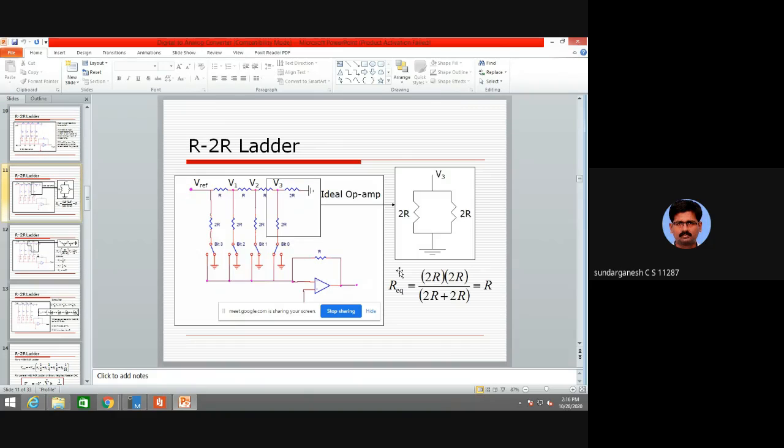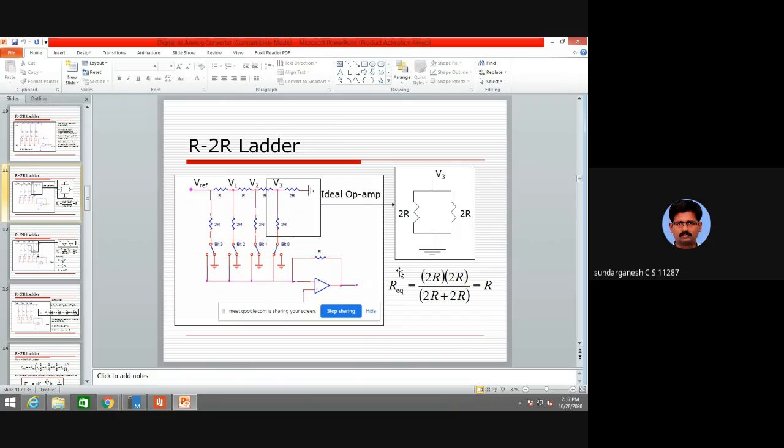So after V3, you have a resistor called 2R, then it is grounded. So from V3, it is 2R, connected to ground. Next one is R equivalent. Since we have two resistors in parallel, R equivalent we have to find out.